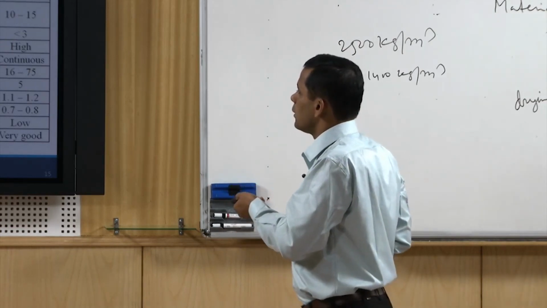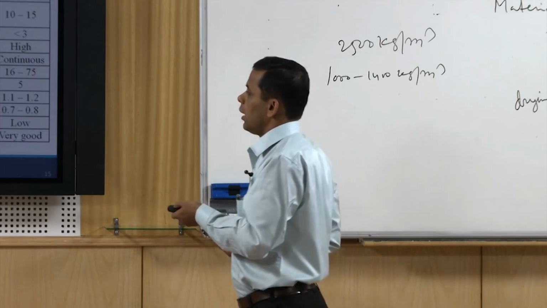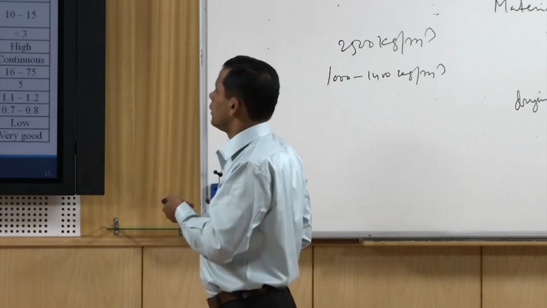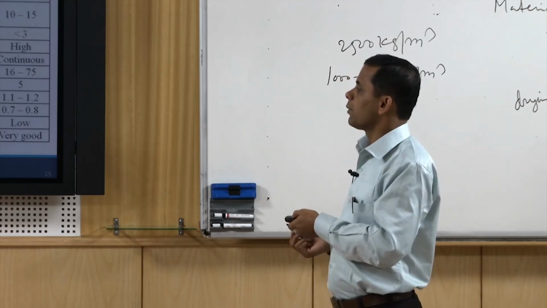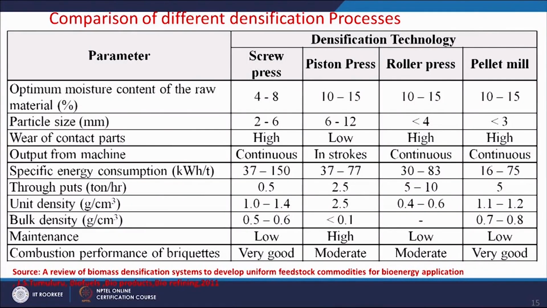that is why the bulk density is decreased, and maintenance is also different for all types of mills, and combustion performance of the briquettes is also different. We get very good combustion for the screw press and for the pellet mills, and for these 2, piston press and roller press, the performance is moderate.